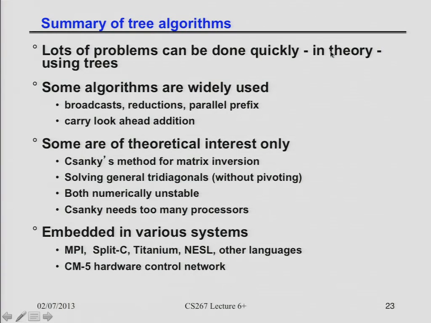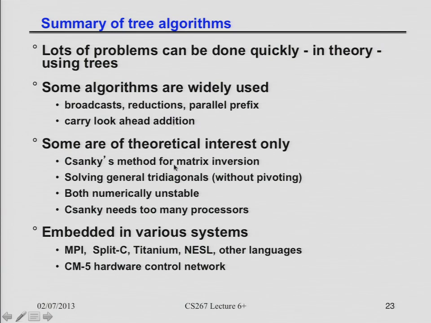So let me just summarize about trees. Lots of problems can be done quickly, at least in theory, using trees. And sometimes you have to be a little clever about what the tree looks like and how to break it up. I tried to give you lots of examples. Some of these algorithms are so widely used, like broadcast and reduction and parallel prefix, that they're everywhere, including in every computer to do addition. And also, they're going to be in the MPI library I'm going to tell you about in the next part of the talk.